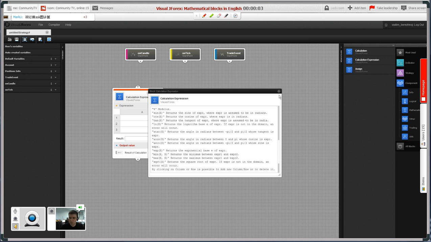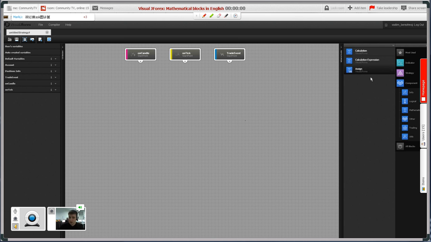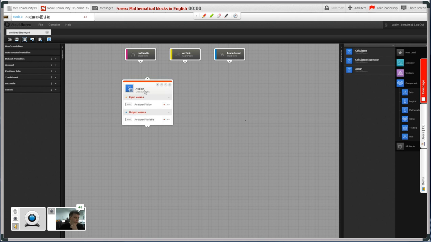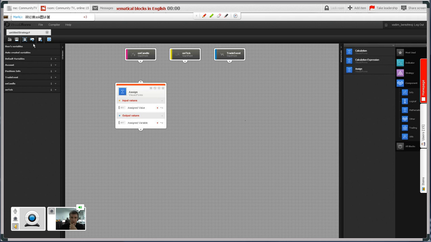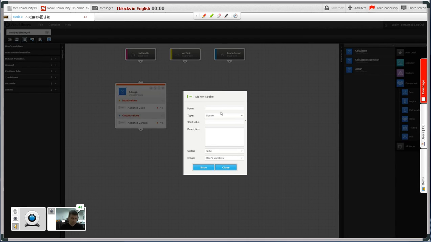Okay, let's start from the beginning. Sign block. What can we do with that thing? First, we should create several variables. That would be double, and we choose the variable type double and some default values. Let it be 101. Got it.